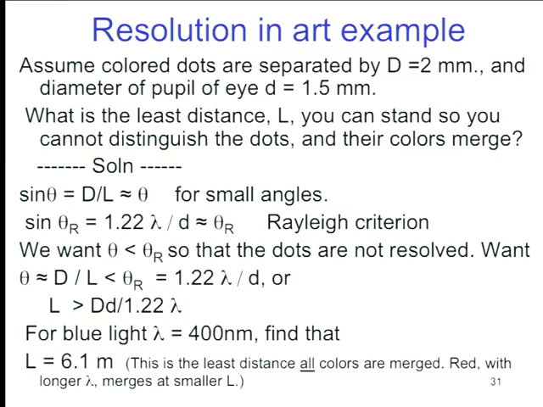And the smallest angle would be, well, we can make it red. We'll put in the wavelength of red, over the aperture of the eye. And that'll tell you how far away you have to be in order for the pointillistic effect to work for you. So I did it for blue light. So this is the smallest, all colors are merged. Oh, I see. Red with a larger wavelength merges at a smaller angle. So that's the furthest you can be away. Well, that's the least. I guess the closer you are with the blue, the red will already have merged. That's right. Okay, so that's the general idea.